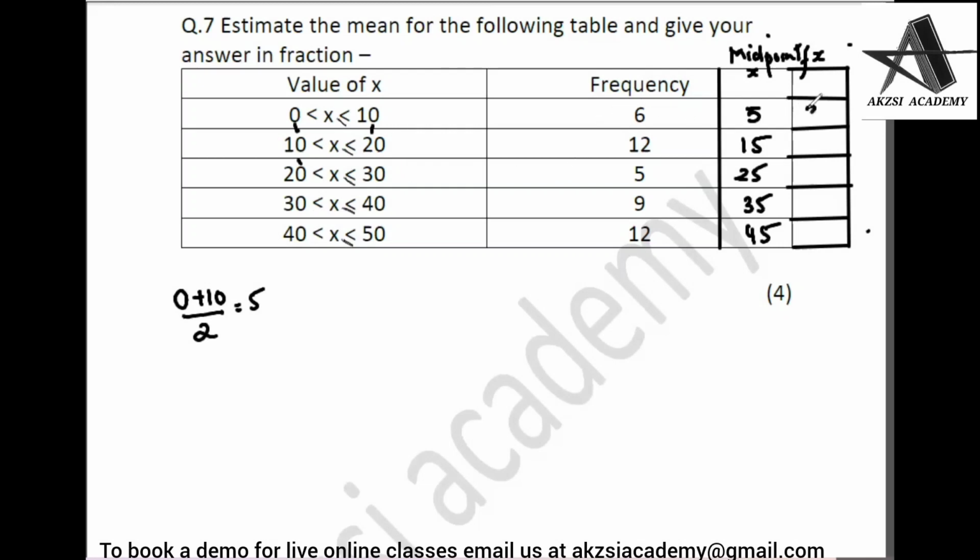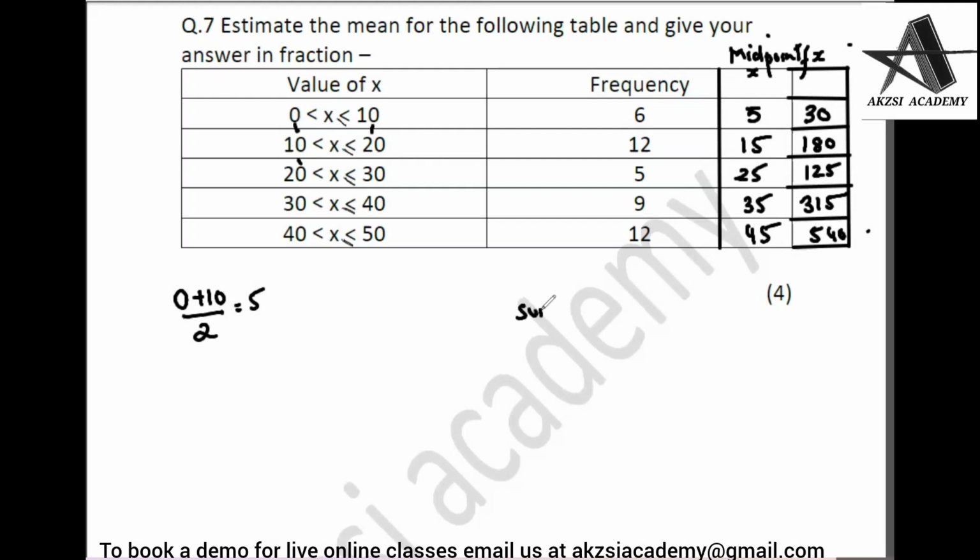So 6 times 5 is 30. 12 times 15 is 180. 5 times 25 is 125. 9 times 35 is 315. And 12 times 45 is 540.